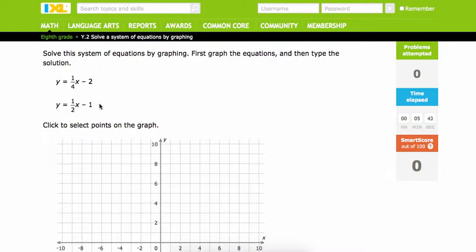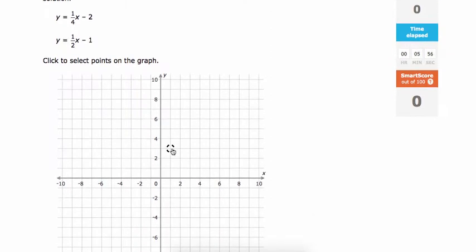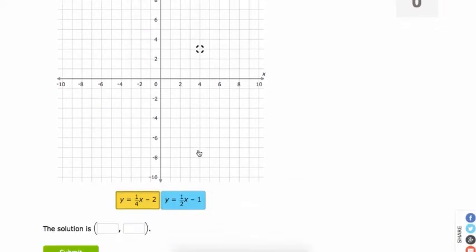So it looks like here's my system. My two equations are y equals 1/4 x minus 2 and y equals 1/2 x minus 1. And it says click to select points on the graph, so it looks like I'll be graphing in this region. As you can see when I move the mouse, the dotted circle moves around. That's indicating where I would place points.